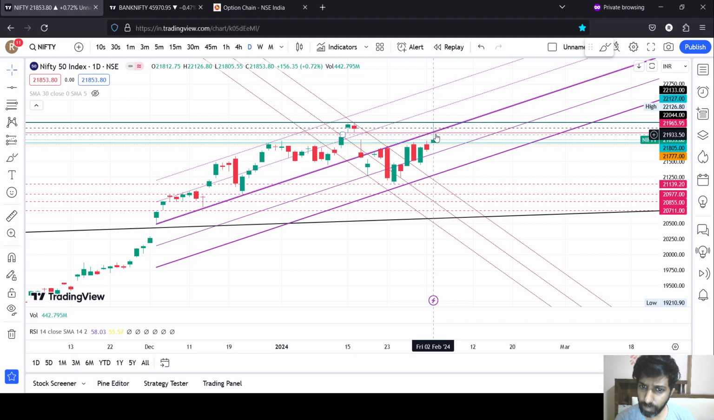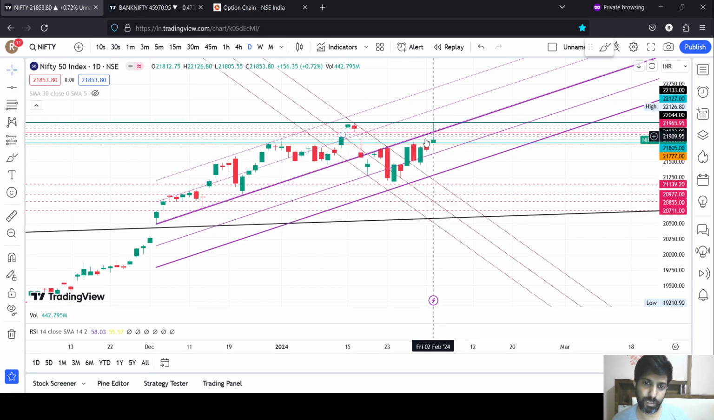Also, if this happens to be a continuation candle, then we may see the level 22,000 retested again, and if the market sustains and closes above it, then we can be sure that we will see a further up move in the coming sessions.